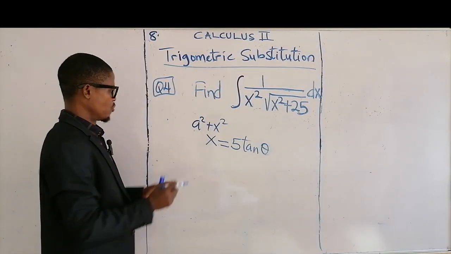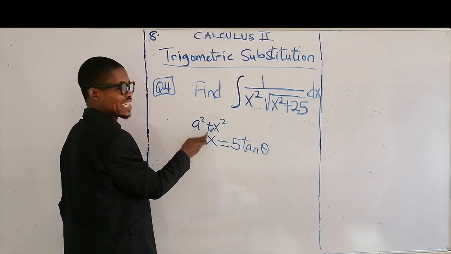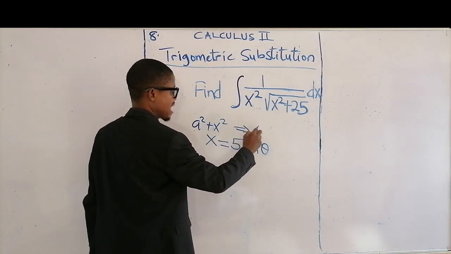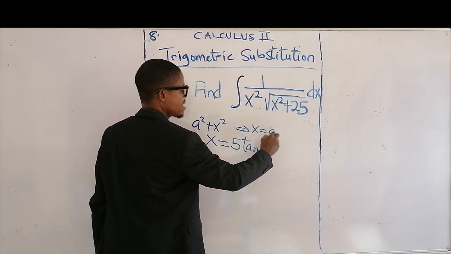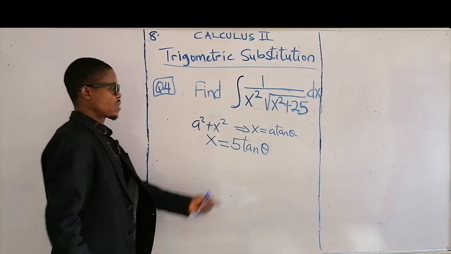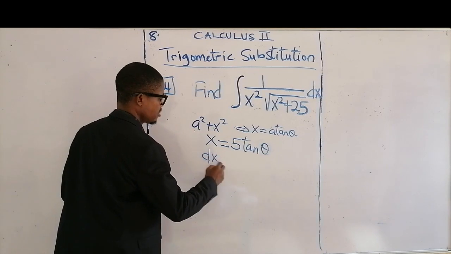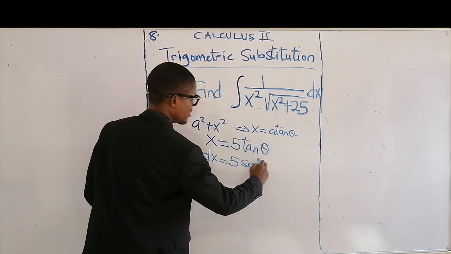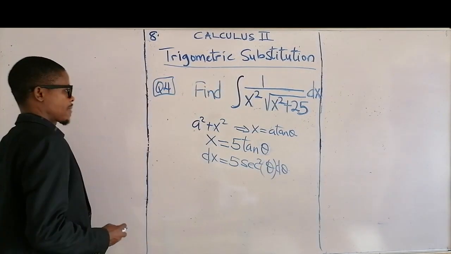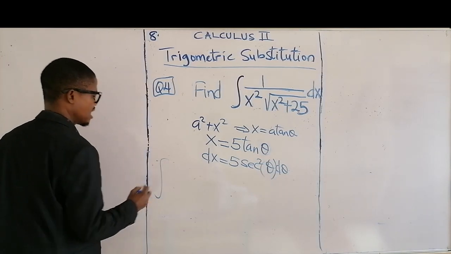Don't forget, when you have the expression a squared plus x squared, your substitution will be x equals a tan theta. That's what we have in this case. Our a is 5. The next thing to do is differentiate this function. Then you have dx equals 5 sec squared theta d theta. Then let's begin to substitute into the given question.